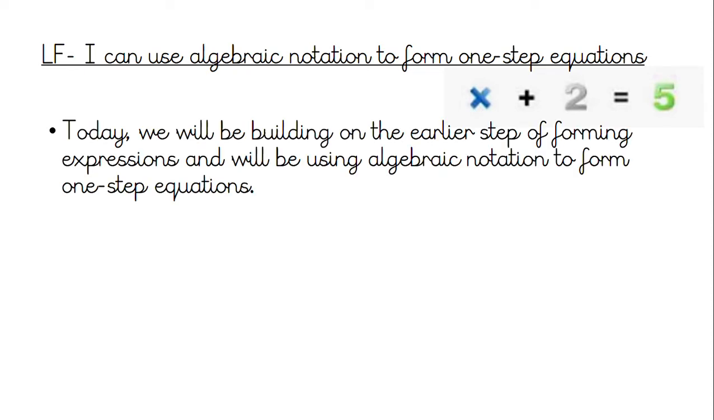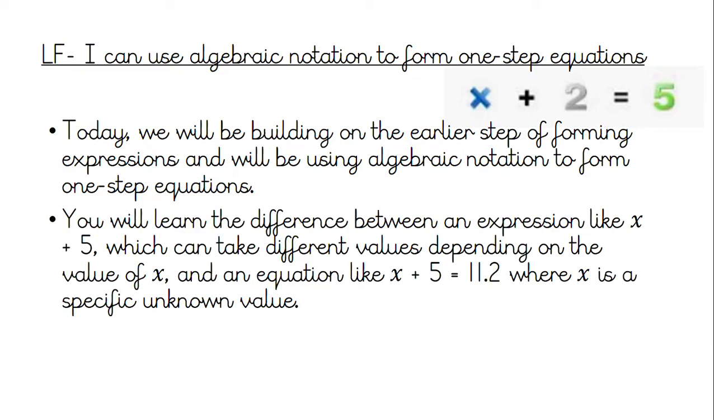Okay, so we will be building on the earlier step of forming expressions, and we will be using algebraic notation to form one-step equations. So today you will learn the difference between an expression like x plus 5, which can take different values depending on the value of x, so you can input different things in there, and an equation like x plus 5 equals 11, where x is a specific unknown value. A little bit like the example on the top right hand side of the page, x plus 2 equals 5, where x is a specific unknown value, 3 in that case.